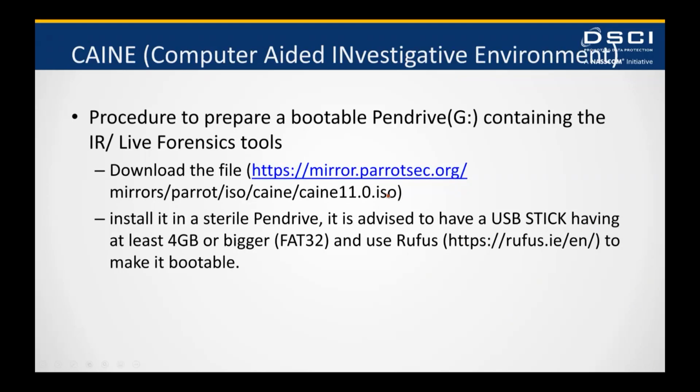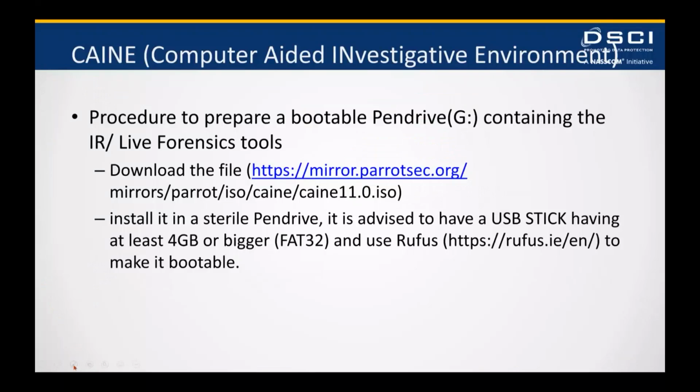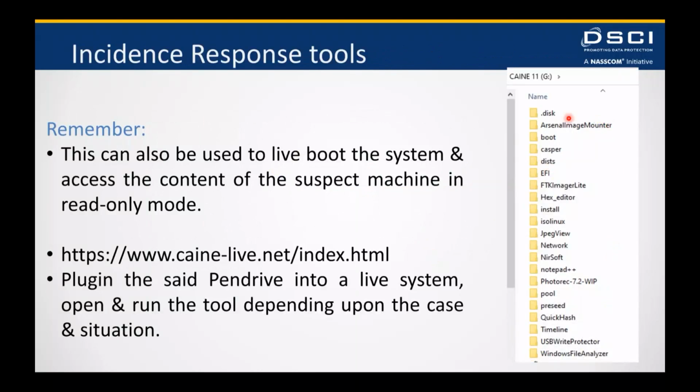There is an .iso file available. Let me show you this. Okay, so this is a website, and this is where you can find this caine11.0.iso. You can burn this ISO image onto a pen drive. It should be a minimum of 4 GB, and it can use FAT32. You can use the tool called Rufus, which helps in creating this bootable pen drive, which you can use in live forensics. You can connect that to the suspect system and get that information. So this is the tool. This is the information it will have.